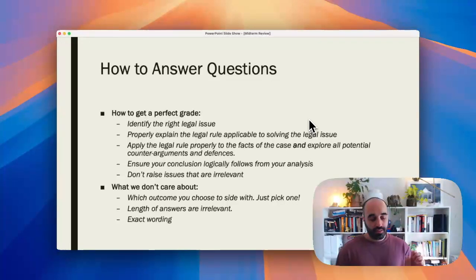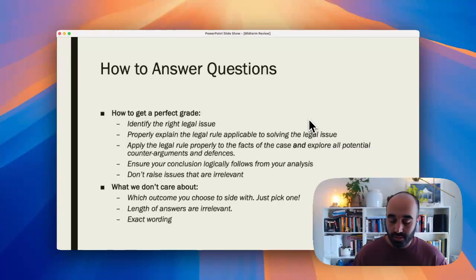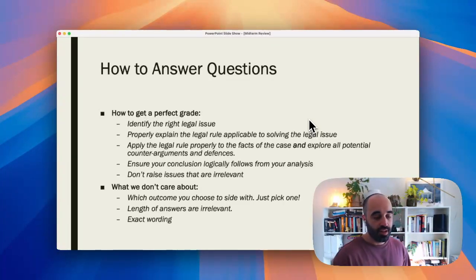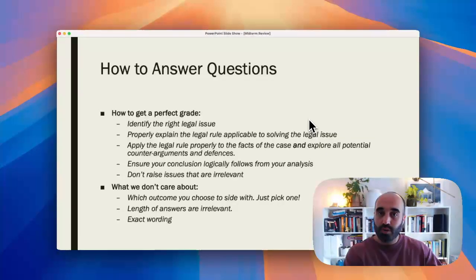So being able to take the issue and the rule that you've identified, that's a baseline, and now being able to fully apply it to the facts of the case. So what you want to do is explore all applicable counter arguments and defenses. The way to effectively answer a question is to analyze it from your client's point of view, but also the other side's point of view, to anticipate any arguments they're going to make and how you're going to defuse those arguments, right?